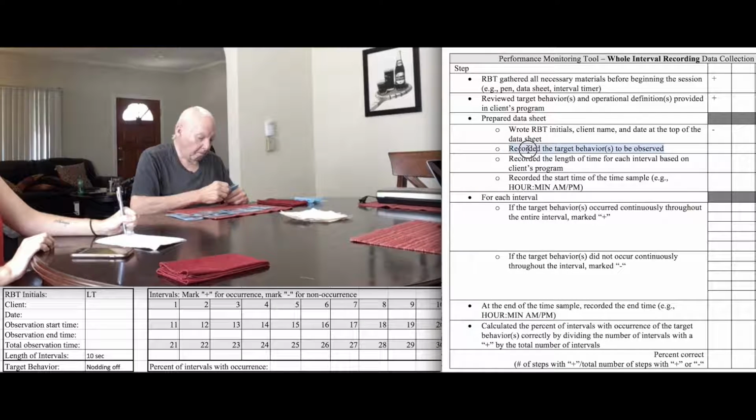Next, did she record the target behavior? Here we see she did note that target behavior is nodding off. So for this step, she'll get a plus. Next, did she record the length of time for each interval? For this client, we are using 10-second intervals, and she noted that here. So for this step, she's going to get a plus.